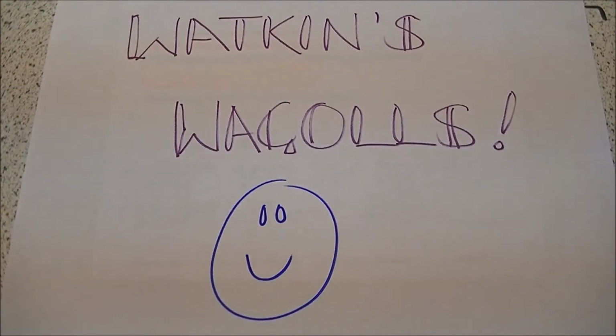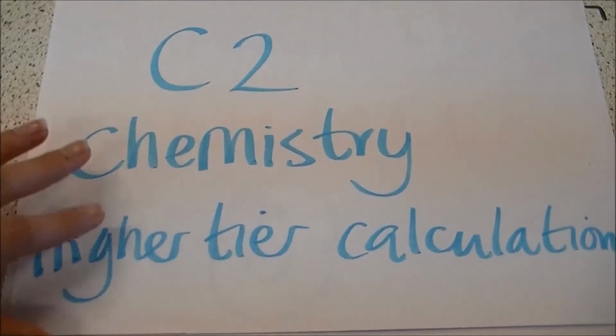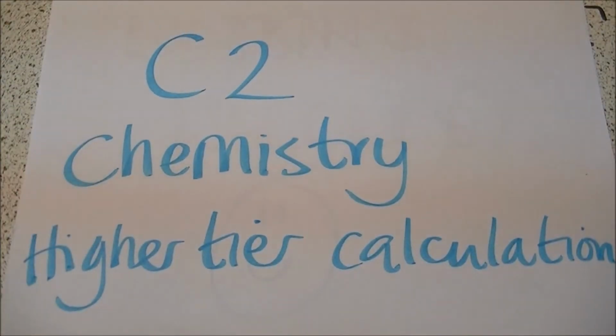We're still looking at C2 chemistry higher tier calculations in this video, and we're focusing on reacting masses. This is the calculation where you'll be asked to work out the mass of an element or a compound based on the mass of an element or compound that you're given in the question.